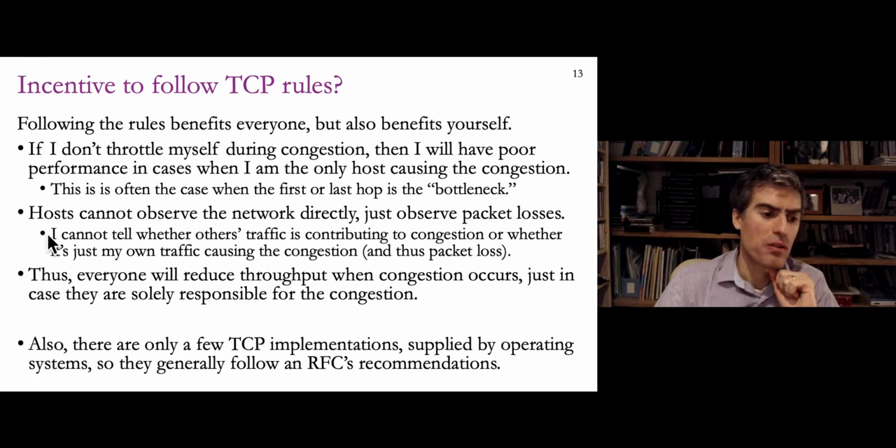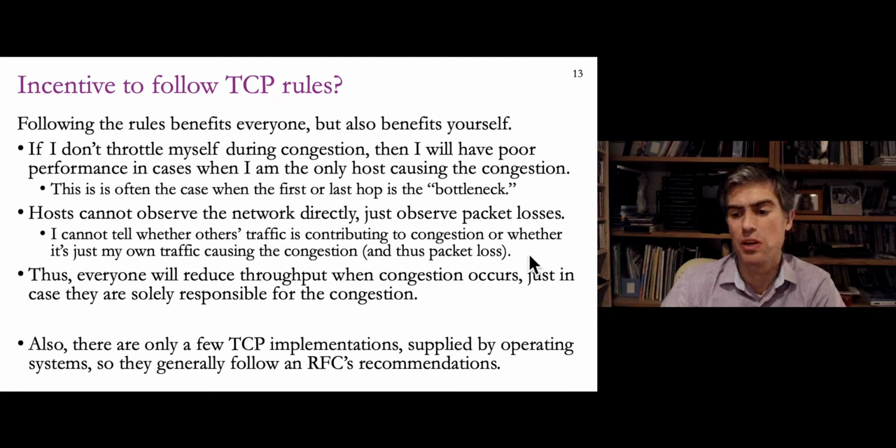Now, the key thing is that you don't really know. You can't observe the network directly. You just observe packet loss. So if there is packet loss, you can't tell whether it's other people's traffic that's causing the congestion or it's just your own traffic causing the congestion. So to be conservative, you can just assume that there's a chance that you're the one causing the packet loss, and therefore you should reduce your rate.